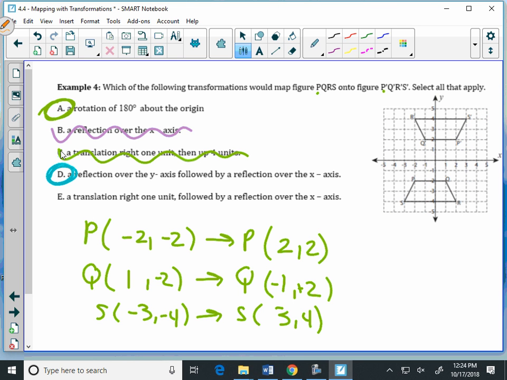So E is saying a translation right 1. So I'm going to take P, move it right 1, and then up for reflection over the x-axis. So reflect 1, 2, 1, 2. It mapped up, but did it map up with the right point? No. So that's not going to be our answer. So you have to pay attention to that.